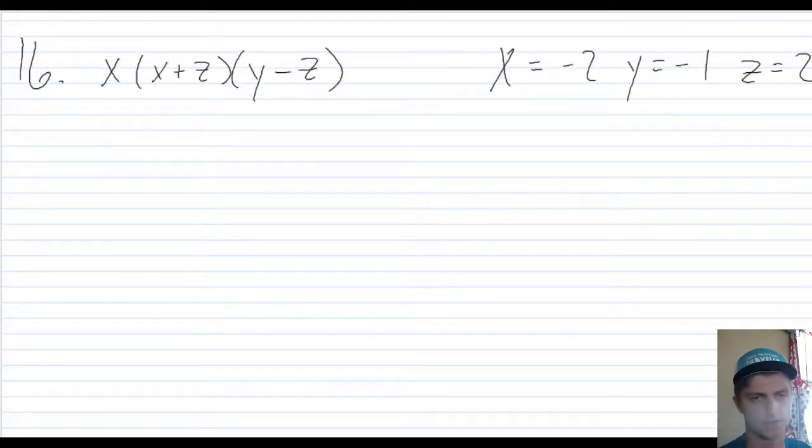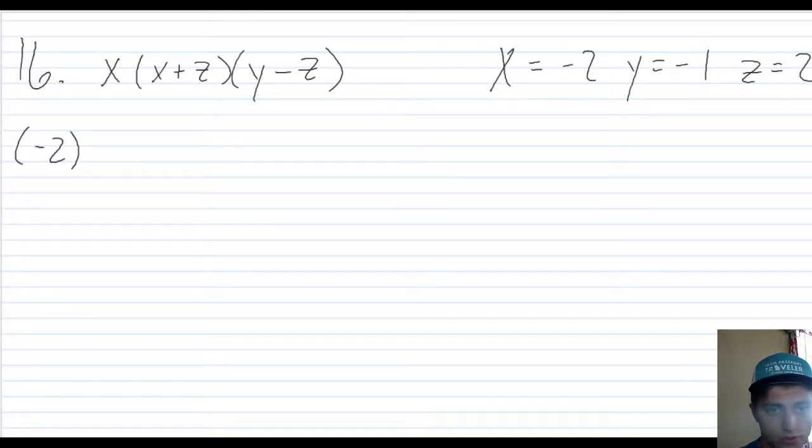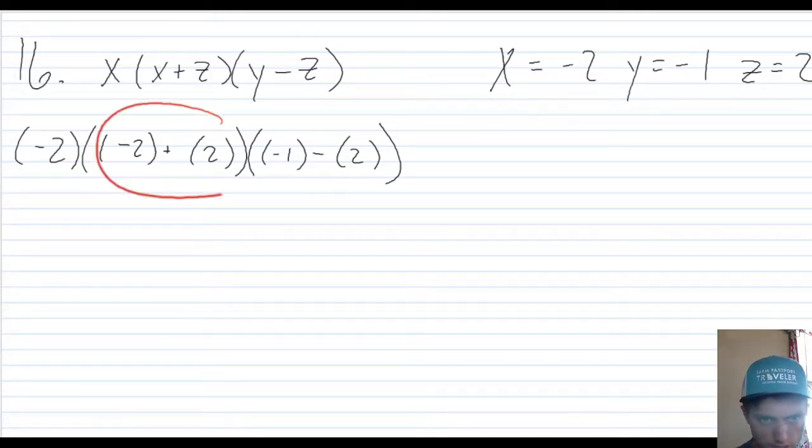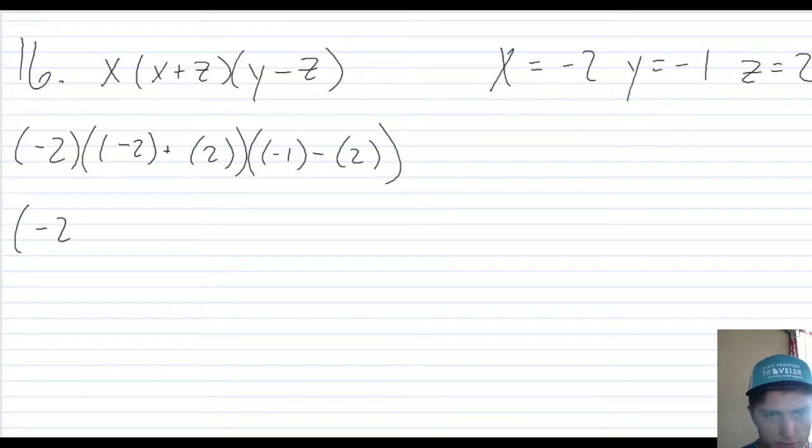And lastly, for this lesson 16, let's do our substitutions. x is -2, y is -1, and z is 2. So we'll want to do what's inside the parentheses first. So right here we've got -2 plus 2. Well, -2 plus 2 cancel each other out. So that's just going to equal 0.